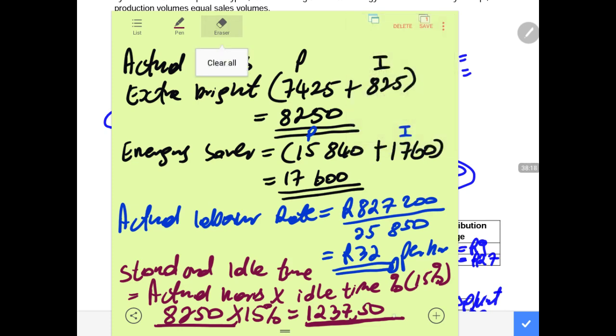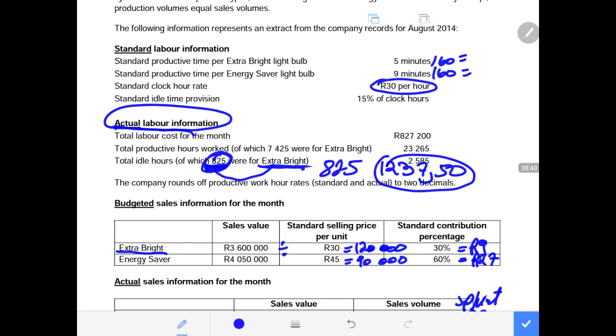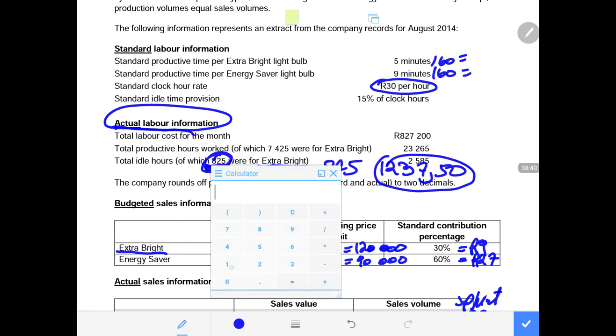Then let me erase this part so that I can calculate the standard idle hours for the next product. The next product, remember, has total hours of 17,600 and the percentage expected for them to idle is 15%. So now we need to know if, at 15%, they over idled or under idled. 17,600 multiplied by 0.15 is 2,640. 2,640 is the standard idle time.